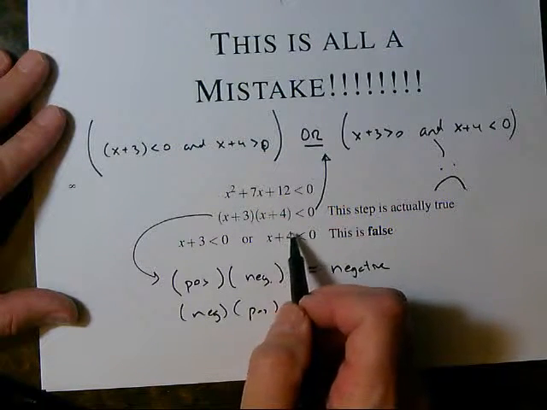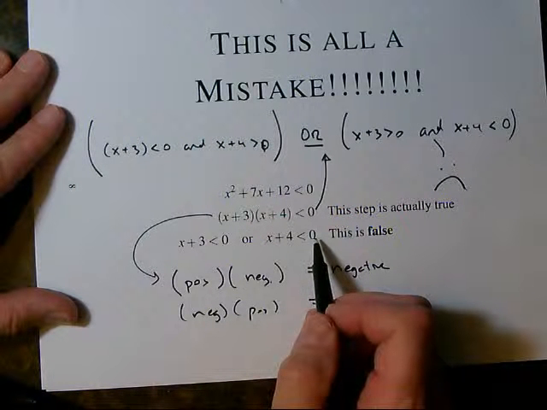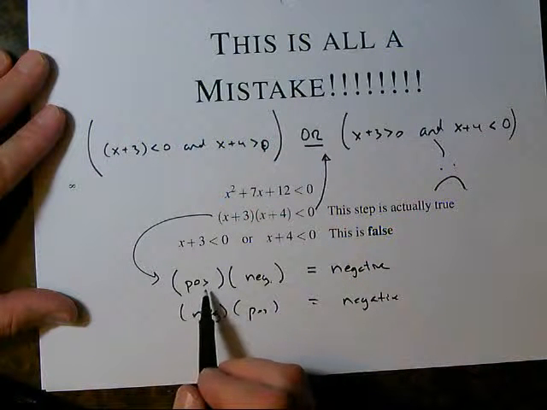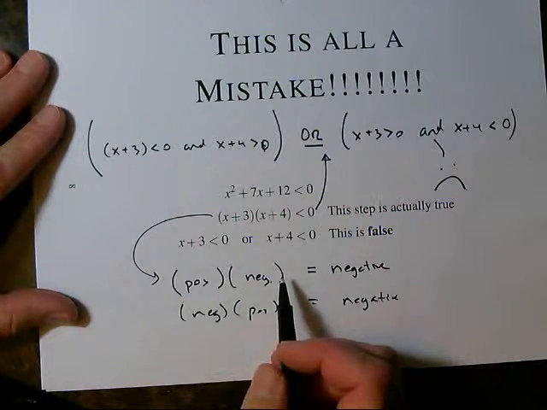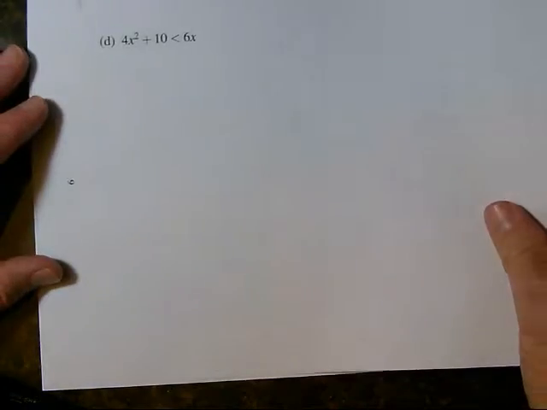So on a test, if you write this, you fundamentally don't understand what inequality means, because you're saying that a negative times a negative makes a negative. So don't do it this way on a test. We have another example to work here.